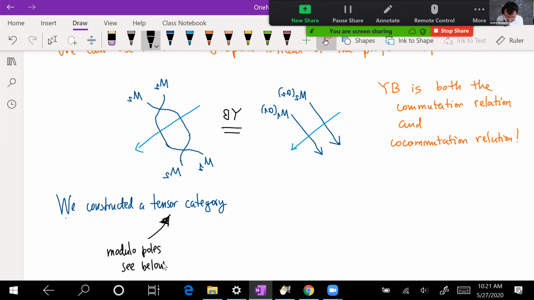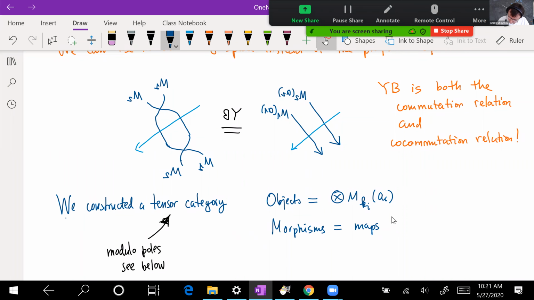So, strictly speaking, we leave that category, but let's not worry about this for now. For example, if we're constructing a finite-dimensional quantum group, then there is no spectral parameter and all our matrices are invertible. So let's imagine this situation. We constructed a tensor category in which the objects are tensor products of these spaces, and morphisms are maps that commute with R matrices.